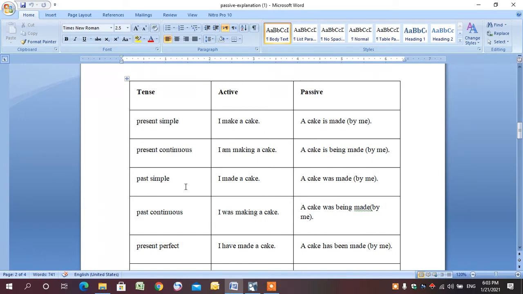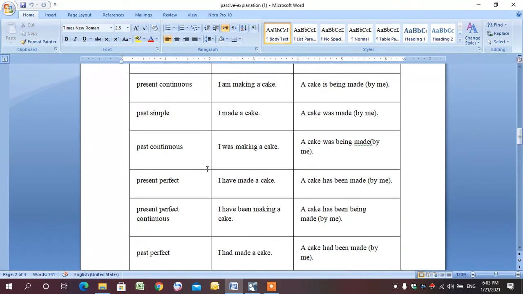Past simple: I made a cake. Again, start with the object, a cake, and then made is in the past, so you put the verb to be in the past, and it's singular, so a cake was. And then you put the past participle of the verb, make, made, made. So a cake was made by me.